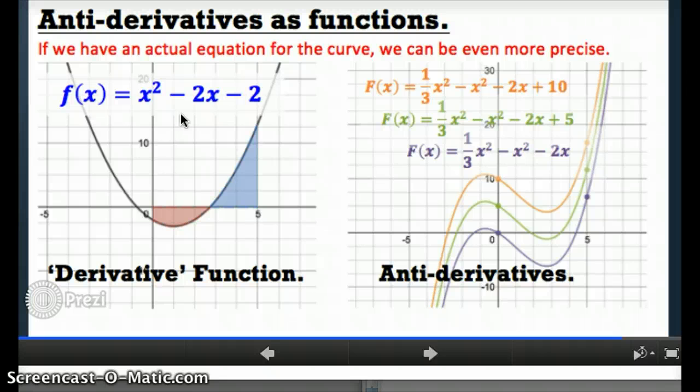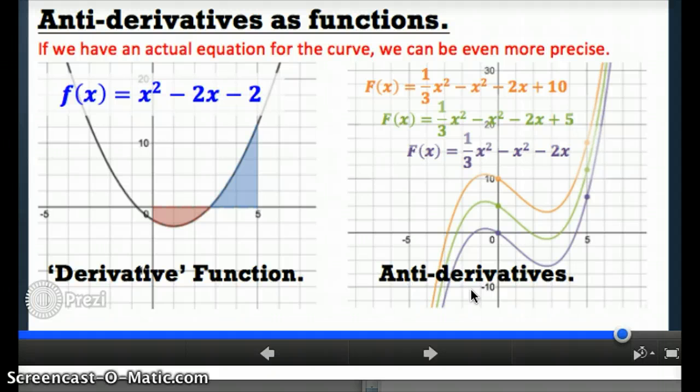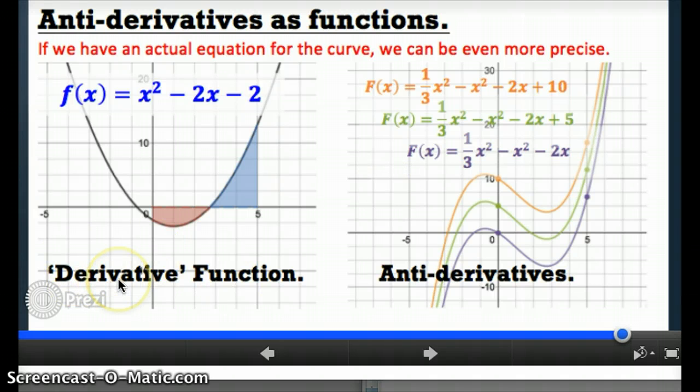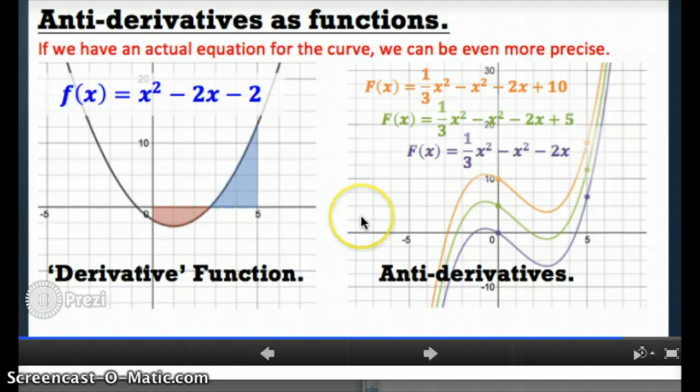The first is that an antiderivative is a function. It's not a number, it's not a slope value, it's not an area amount, it's a function. The second thing you must know about antiderivatives is that every function has an infinite number of antiderivatives. Unlike taking a derivative, there's only one derivative for any function. Taking an antiderivative means that you have lots of possible answers.